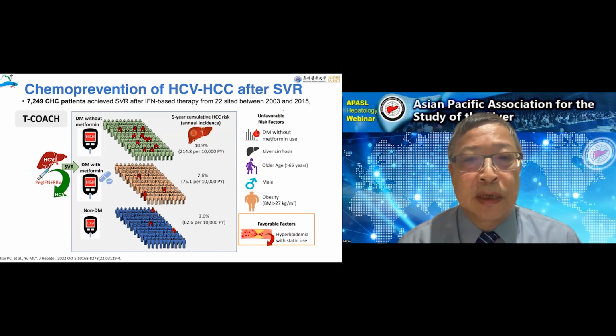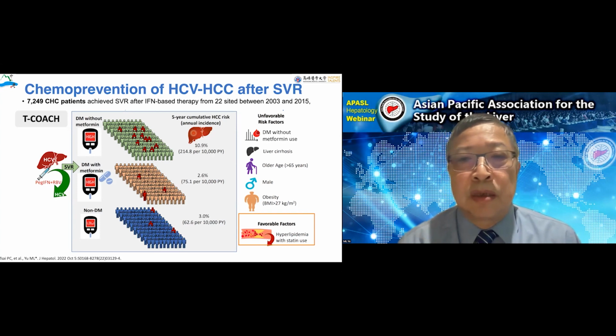As you can see, the 5-year cumulative HCC incidence was 3% among the patients who achieved SVR and did not have type 2 diabetes. The risk increased to 10.9% for patients with diabetes and without metformin use. And if the patient had diabetes and used metformin, the risk of HCC could decrease to only 2.6% in 5 years.